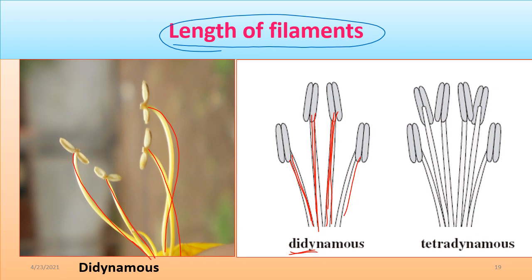In the second picture here you can see tetra means 4, where 1, 2, 3 and 4 are long filaments, and these 1 and 2 are short. So tetra means 4 and dynamous means long. 4 filaments of the stamens are longer.